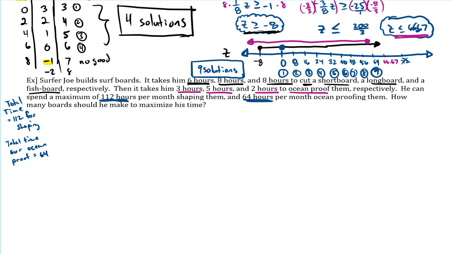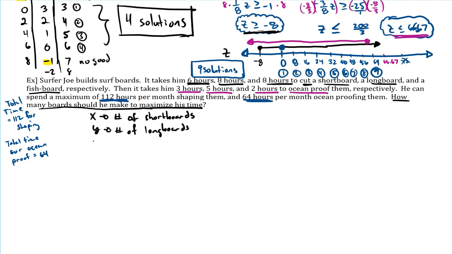And then how many boards should he make to maximize his time? Let me underline this. I'm going to use black ink again. How many boards should he make to maximize his time? Well, it's asking how many boards. So that means those are variables. So x is the number of, let's just do whatever's first, short boards. Y is going to be the number of whatever the second one is, so let's do long boards. And then Z looks like it should be the last one, number of fish boards. Okay, so those are our variables.